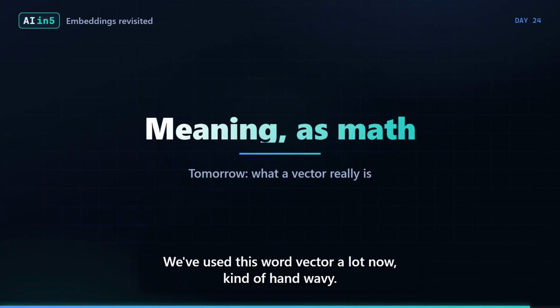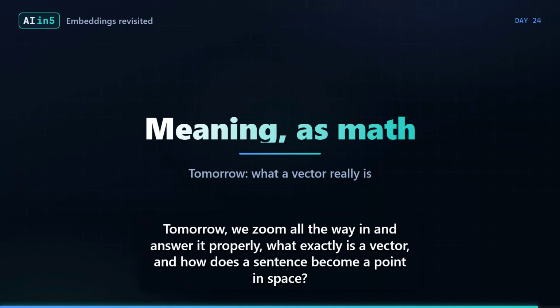We've used this word vector a lot now, kind of hand-wavy. Tomorrow, we zoom all the way in and answer it properly. What exactly is a vector, and how does a sentence become a point in space?